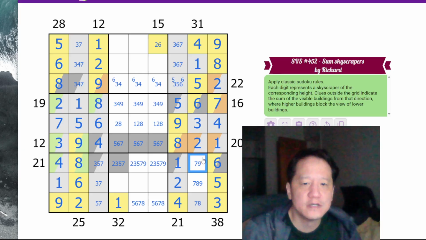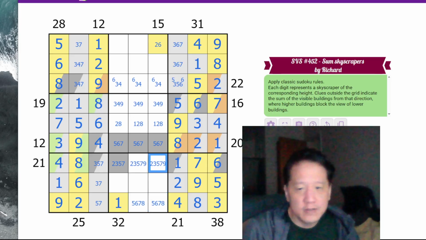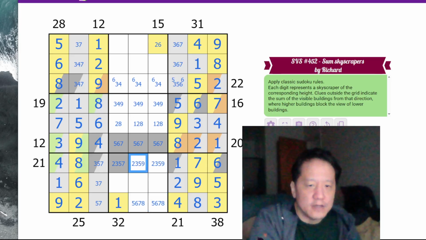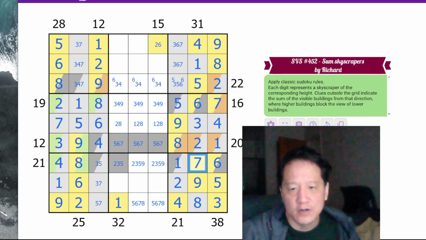4, 5, 6. 7, 9. So it will see that digit no matter what. It must see the 9 here. It does not see that. So 4, 5, 6 is 15 plus 7 and 9 add up to 16. So 7 cannot be any of these cells. So it does not see the 7 here horizontally.